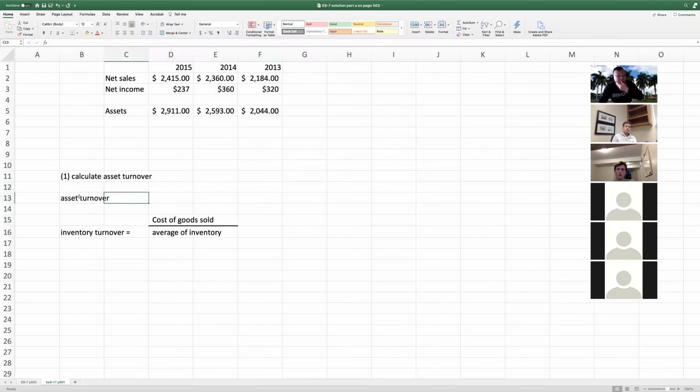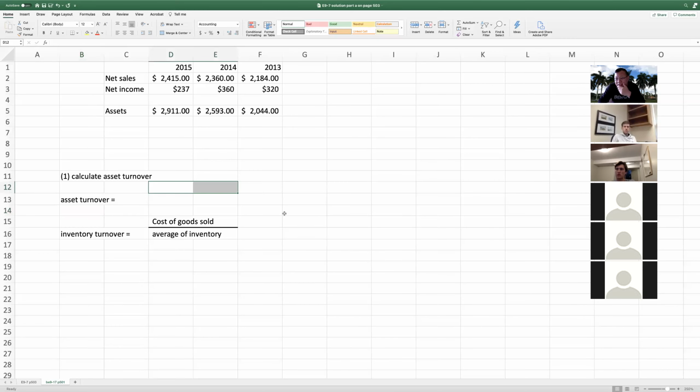Okay, now what do you think the asset turnover would be? Take a guess. Net income divided by average total assets? Net income? No, net sales divided by average total assets. Net sales divided by average, the average asset, right?